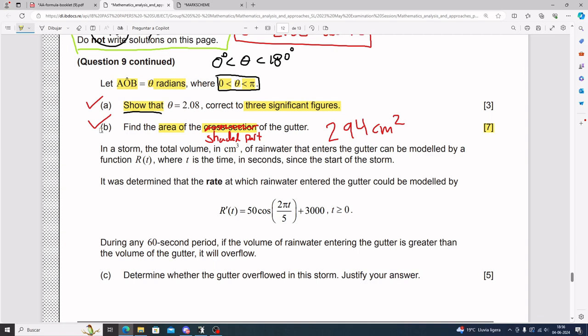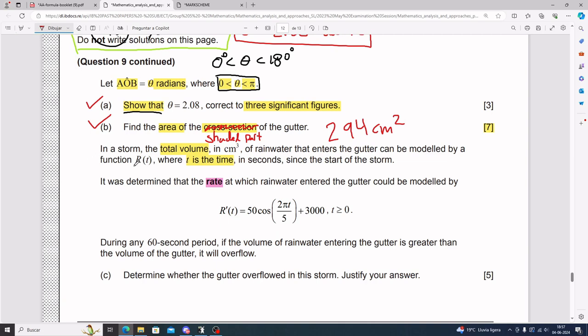So in a storm, the total volume, okay, so suddenly, we're talking about volumes, right? So the total volume in centimeters cubed of rainwater that enters the gutter can be modeled by a function R(t), where t is time, all right, this might be relevant, so t is time since the start of the storm. It was determined that the rate at which the rainwater entered the gutter could be modeled by this function here, see? And so why is this relevant? Well, take a small look, see?